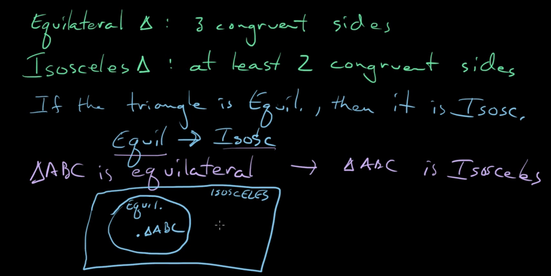The reason we build it this way, it's called a Venn diagram, I think you know this, is because there are some isosceles triangles that we all know about that are not equilateral. They just have two congruent sides, but they don't have three congruent sides. But all equilateral triangles are isosceles because they have at least two congruent sides.